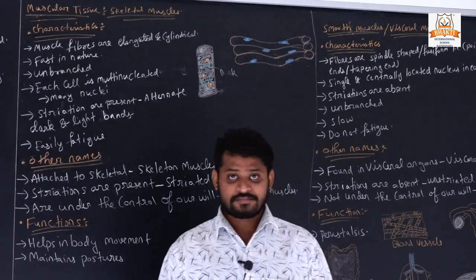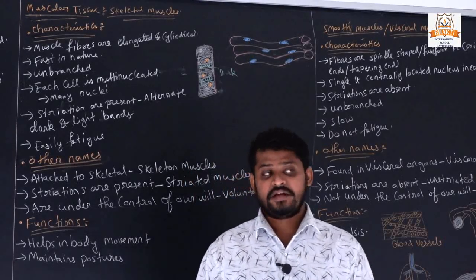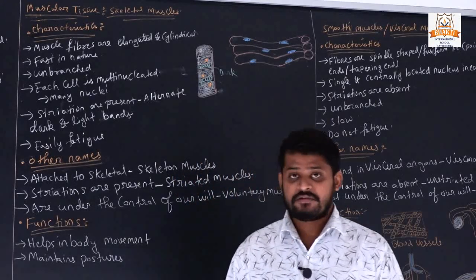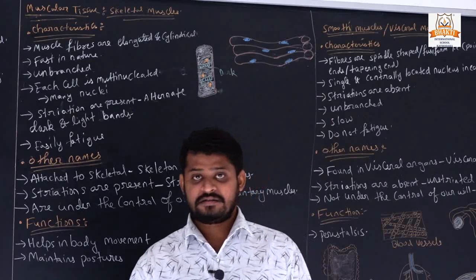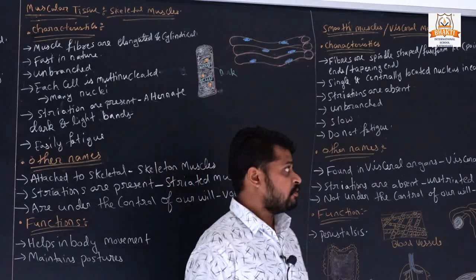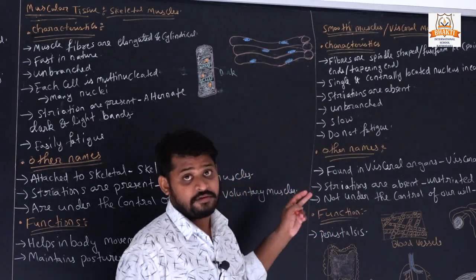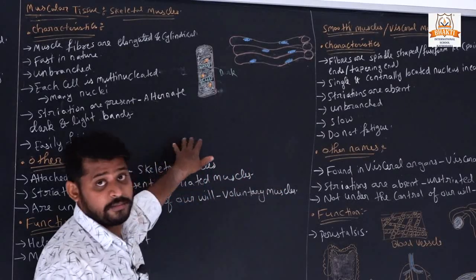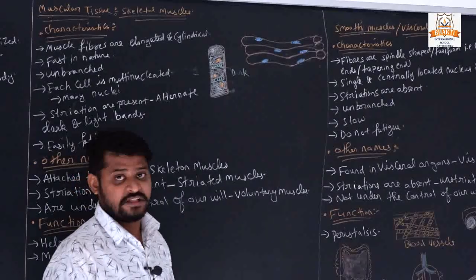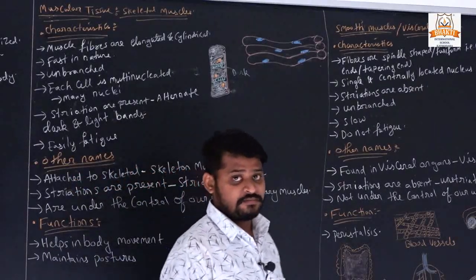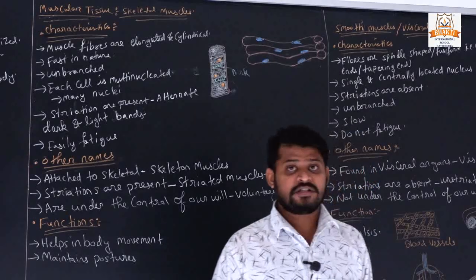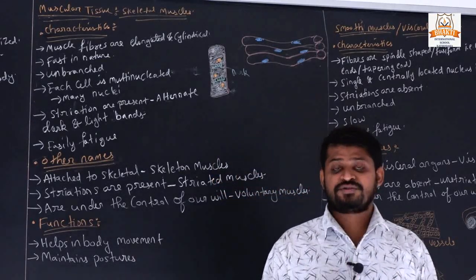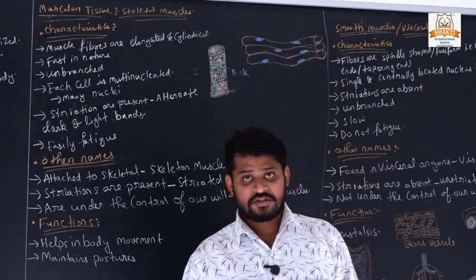muscular tissue. In muscular tissue there are 3 types of muscular tissues. One is skeletal, second one is smooth, and third one is cardiac. We have to complete 2 types of muscle tissues in this video. One is skeletal muscle and second one is smooth muscle. So today we are going to study these 2 types of muscle tissues.